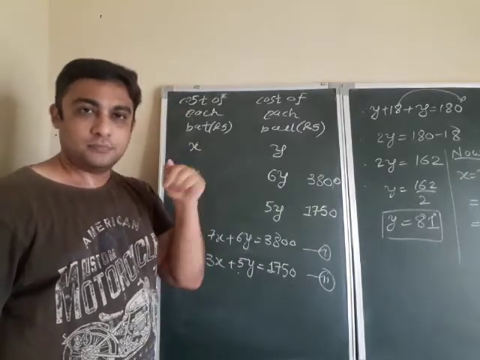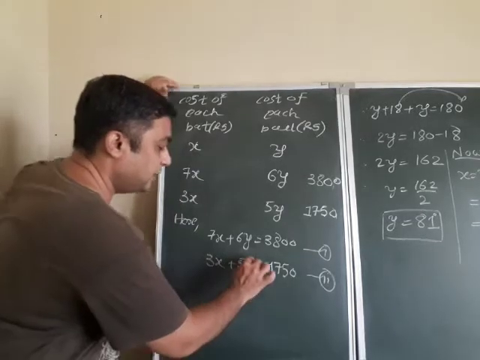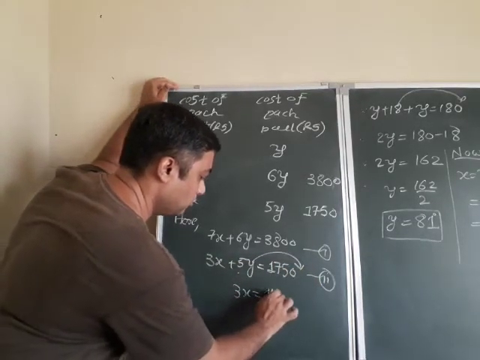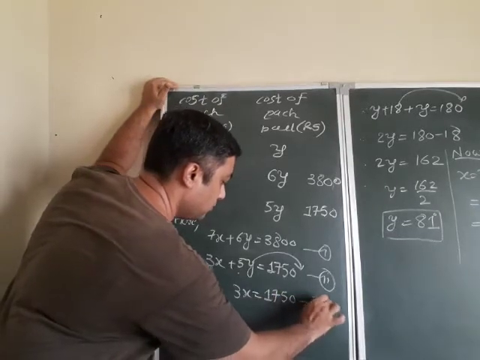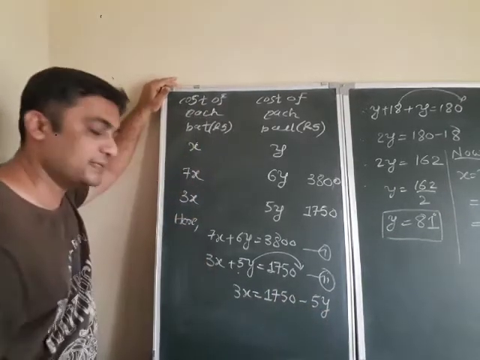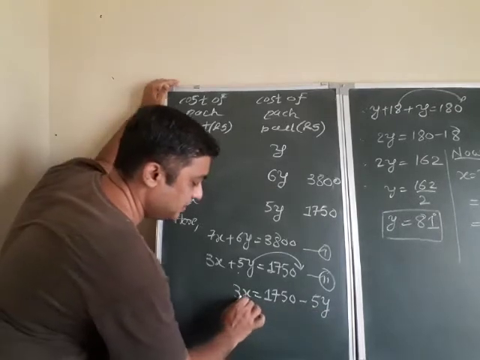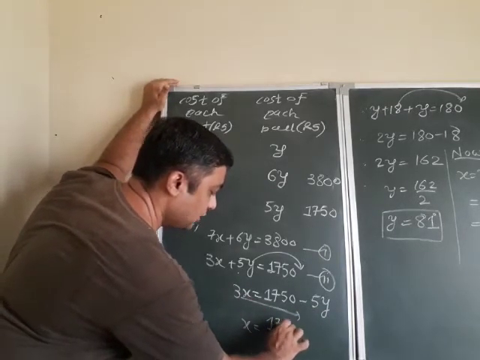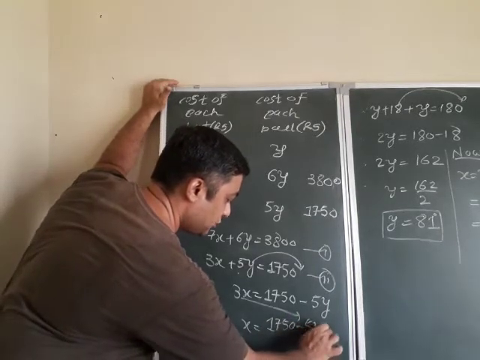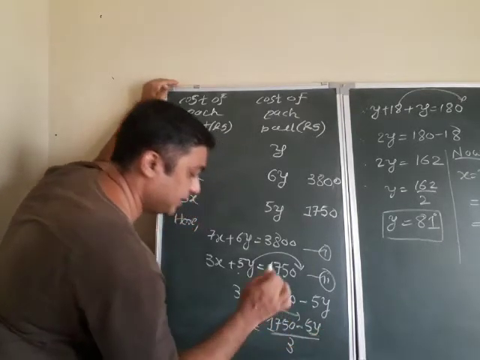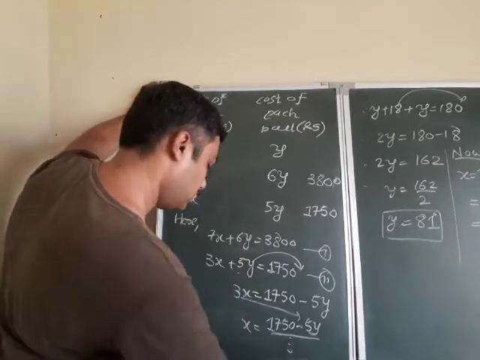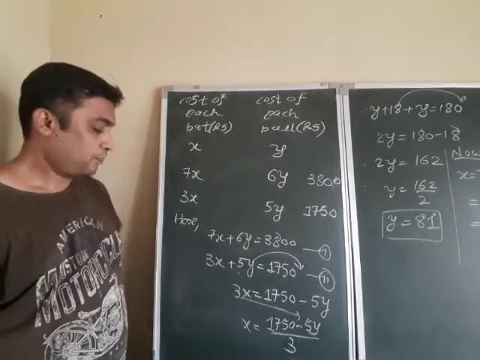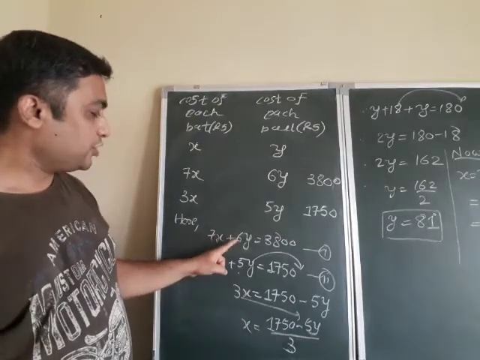That solves. Clear? Fine. So here, plus 5y on this side. So 3x is equal to 1750 minus 5y. Now divide by 3, it means this 3 comes to this side. So x is equal to 1750 minus 5y divided by 3. Right? Now this value I am substituting in equation number 1.